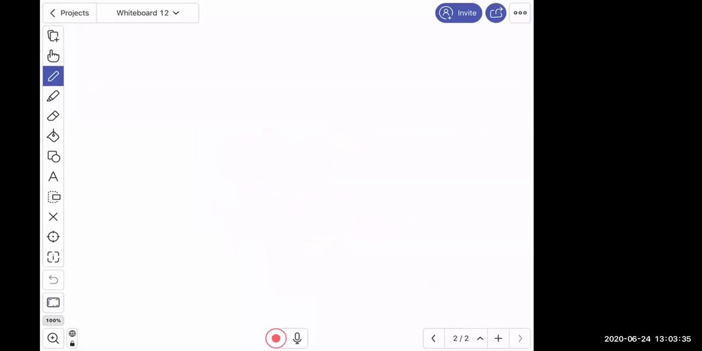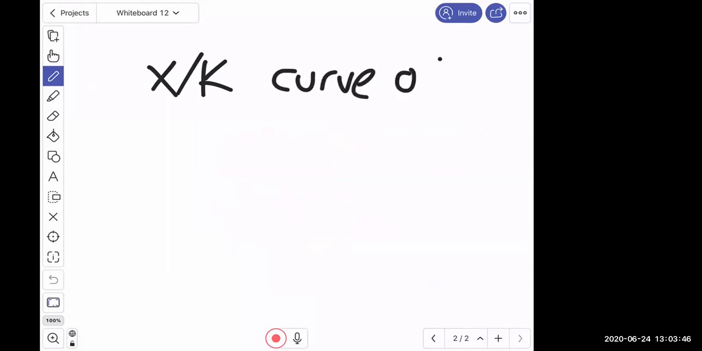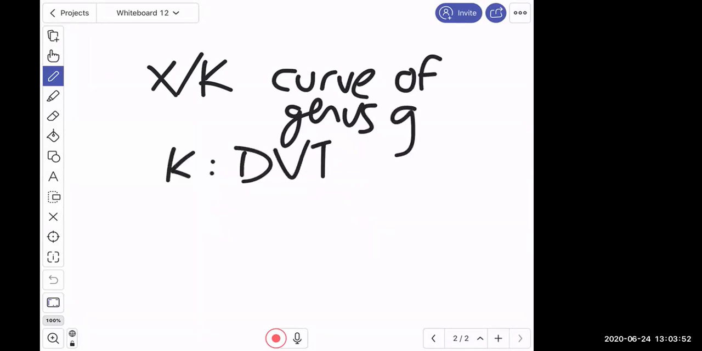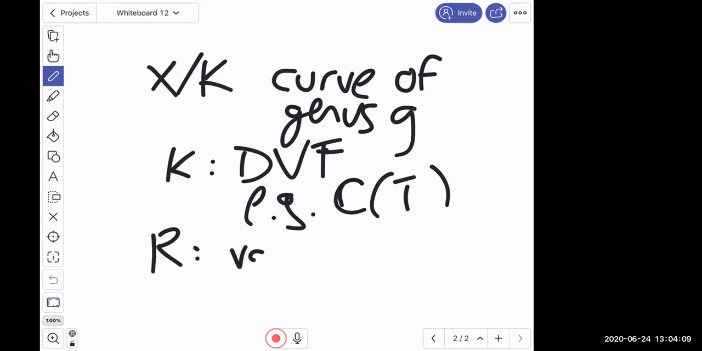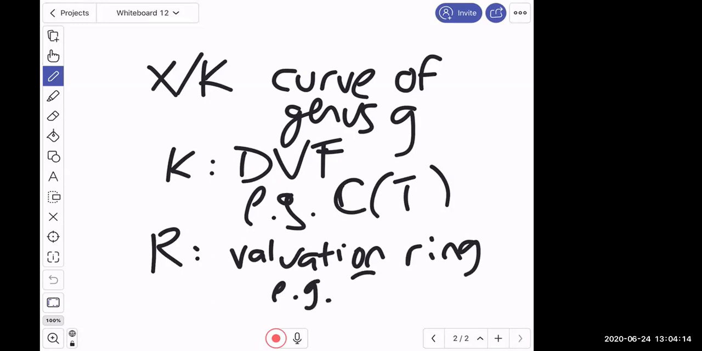So first of all, let's recall that we started with a curve, an algebraic curve, over a discretely valued field. So this is going to be a curve of genus g, where K is a field together with a discrete valuation. I explained what that was last time. You can think, for example, if you want, today, about C adjoin T. And we had some notation that R was the valuation ring of K. So for example, the ring of polynomials.